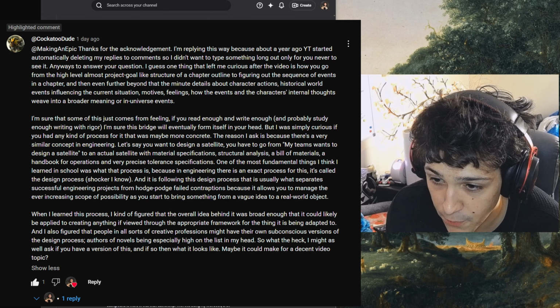The reason I ask is because there is a very similar concept in engineering. Let's say you want to design a satellite. You have to go from my team wants to design a satellite to an actual satellite with materials, specifications, structural analysis, a bill of materials, a handbook for operations, and very precise tolerance specifications. One of the most fundamental things I think I learned in school was what that process is, because in engineering, there is an exact process for this. It's called the design process.